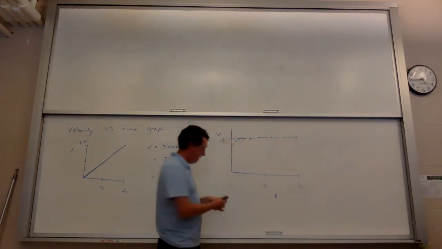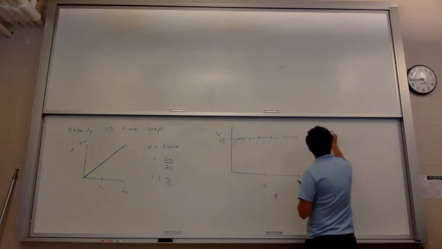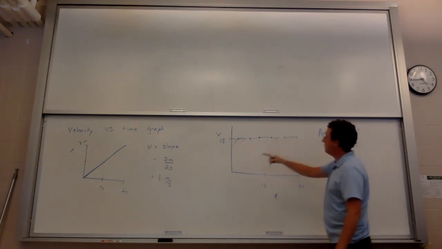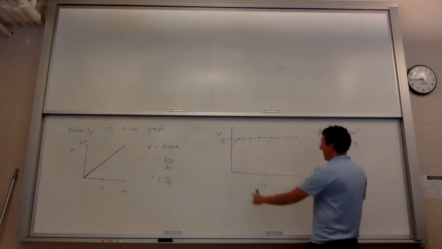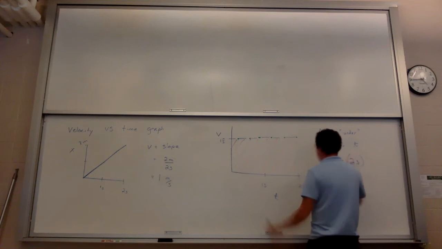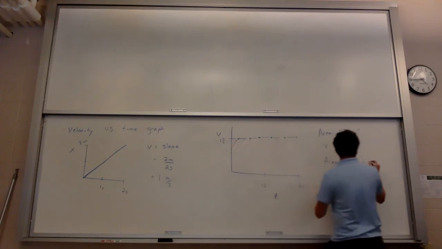Well, how would you find the area? Let's do that. So the area, I'll put under in quotes, velocity versus time. Well, to do that, I would say, okay, well, it's a rectangle, so the area would be base times height. So the base is 2 seconds, multiplied by a height of 1 meter per second.